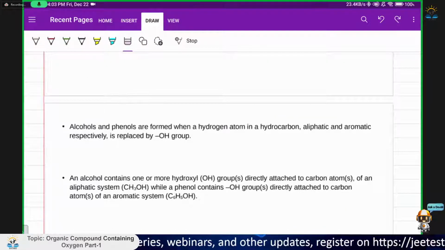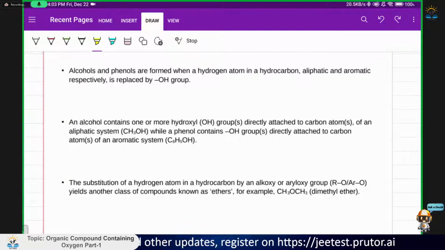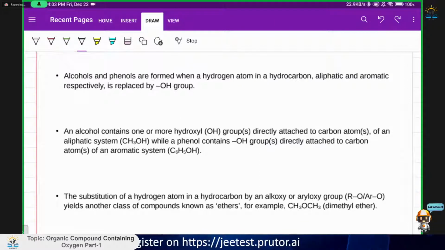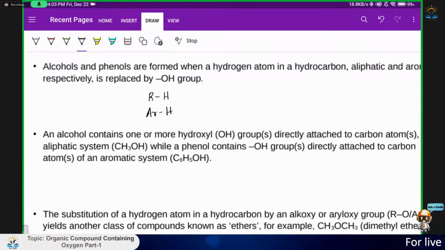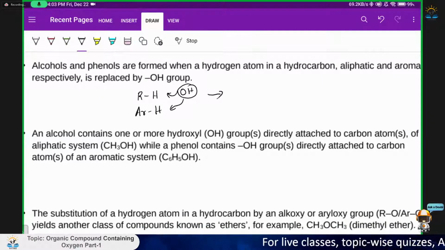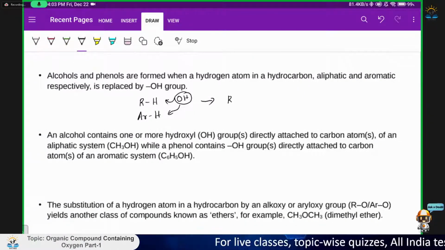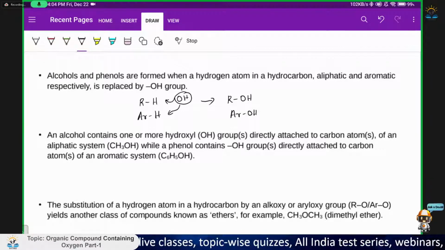Okay. So alcohols and phenols are formed when a hydrogen atom in a hydrocarbon, aliphatic and aromatic respectively, is replaced by an OH group. So what do you say? Aliphatic hydrocarbon we note as RH, and aromatic hydrocarbon we represent by ArH. We replace the hydrogen by what? OH group. To replace this, we get, in the aliphatic case, alcohols, and when it is attached to an aromatic ring, we call it a phenol.